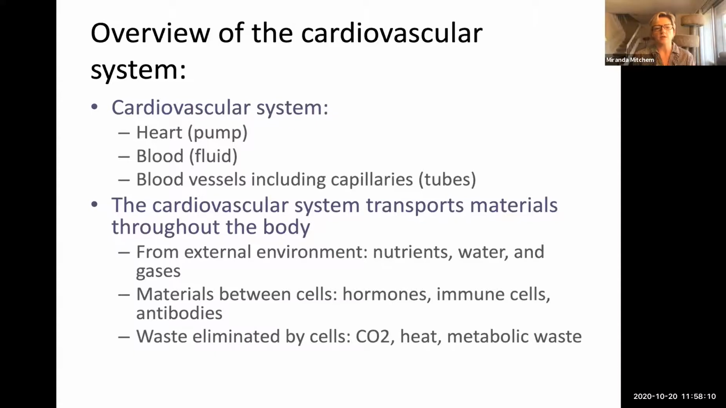Our immune system cells and products of the immune system, such as the antibody, that too does travel through the cardiovascular system. We need to recognize as well that the cardiovascular system is important in removing metabolic materials, waste products, and other materials that cells no longer need. So it's not a matter of just delivering the components that our body needs. It also includes the removal of carbon dioxide, metabolic waste products, and even heat.